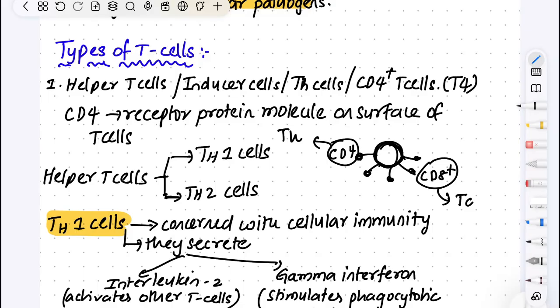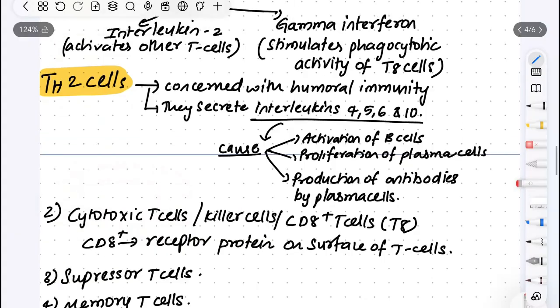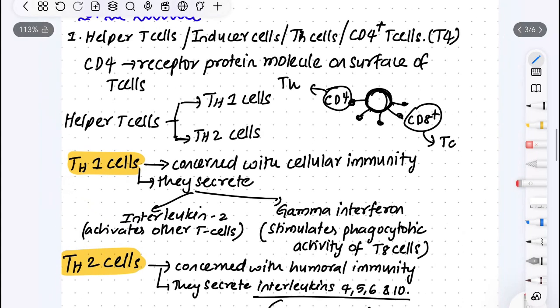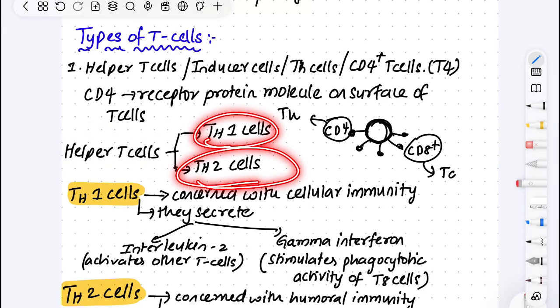So when we look at the types of T cells, we have helper T cells. Helper T cells have a receptor protein of CD4 on their surface, whereas cytotoxic T cells have the receptor protein of CD8 plus on their surface. I hope you got this point. Again we have types of helper T cells. T helper cells are also divided into T helper 1 cells and T helper 2 cells.